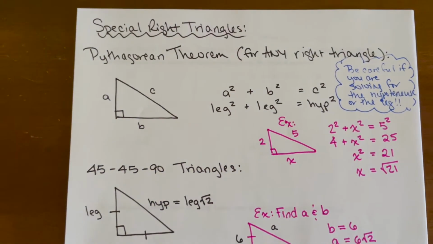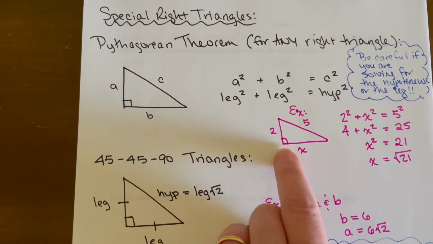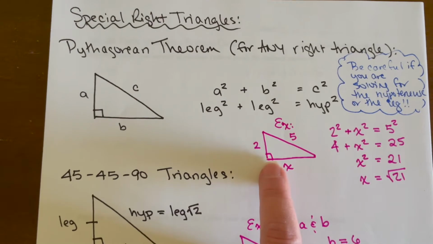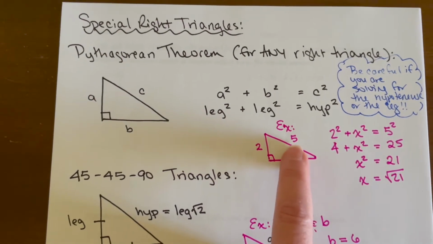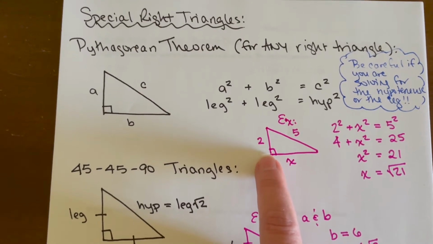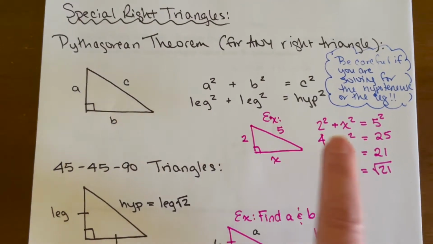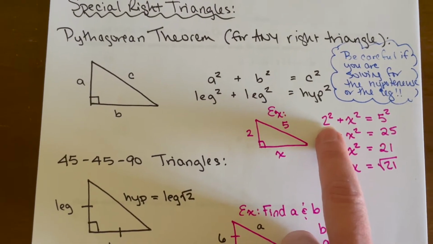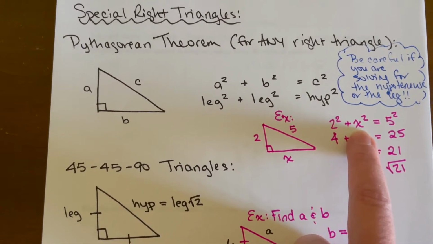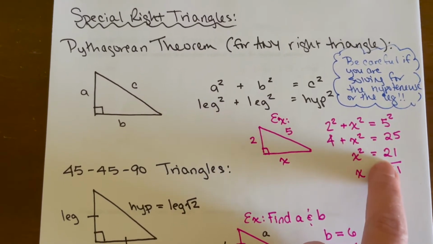So you really need to be careful and ask, am I solving for a leg or am I solving for the hypotenuse? You can figure that out by finding the hypotenuse, which has to be across from the right angle, noted by the little box. In this case, I'm given one leg and the hypotenuse, so I need to set up the problem as the leg squared plus the leg squared, which would be x in this case, I don't know what that is, equal to the hypotenuse squared. And then I'm going to solve for x.